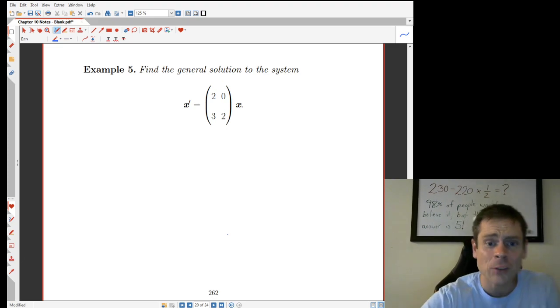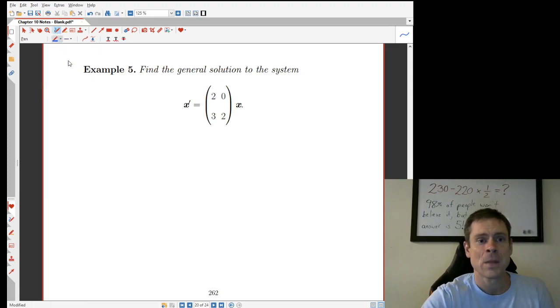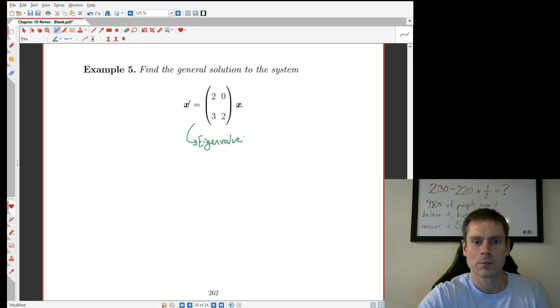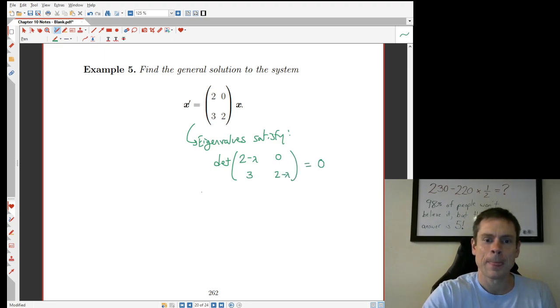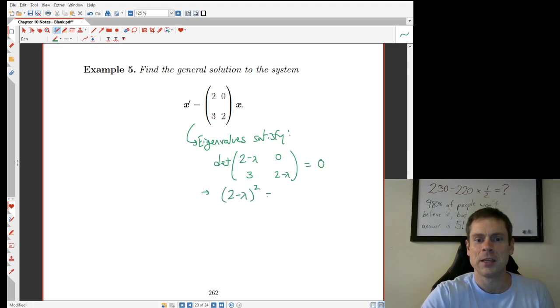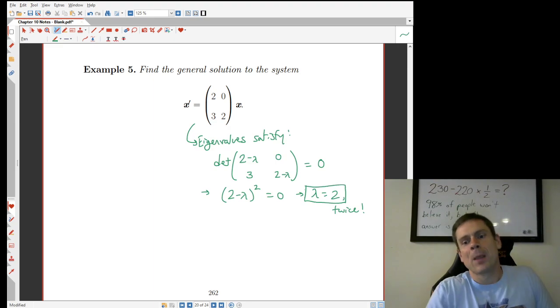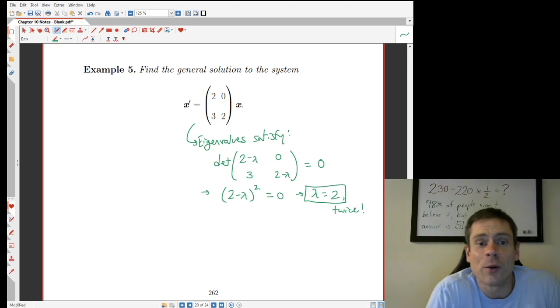So, x prime equals the matrix [2 0; 3 2] times x. We'll start by finding eigenvalues, and the eigenvalues satisfy the determinant of [2 minus lambda, 0; 3, 2 minus lambda] equals 0. And of course, when you figure this out, the determinant is simply going to be (2 minus lambda) squared equals 0, which means that lambda equals 2 twice. So there is that repeated root of the characteristic equation, and we are going to go and find eigenvectors now.